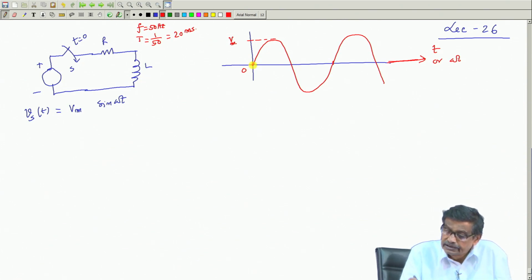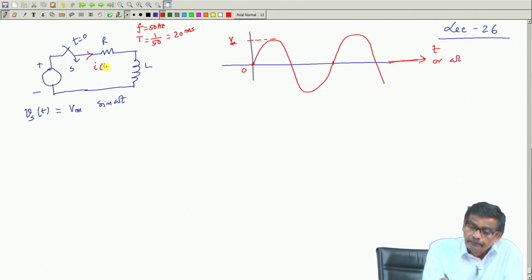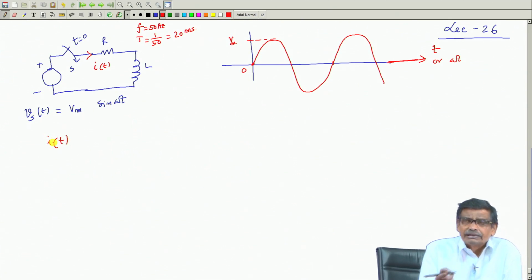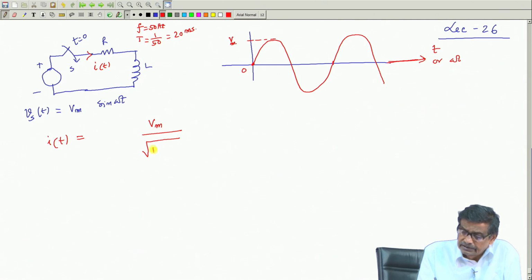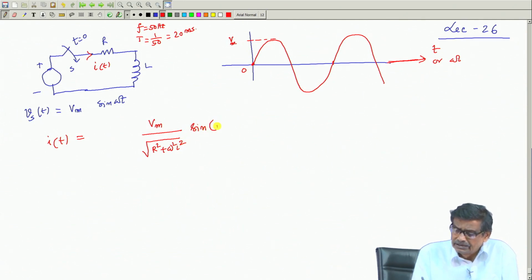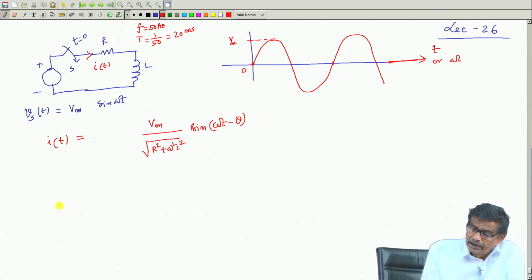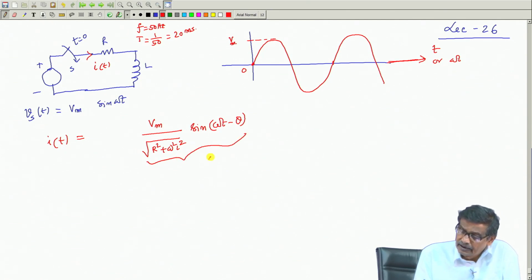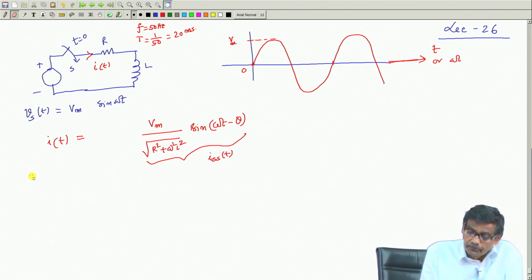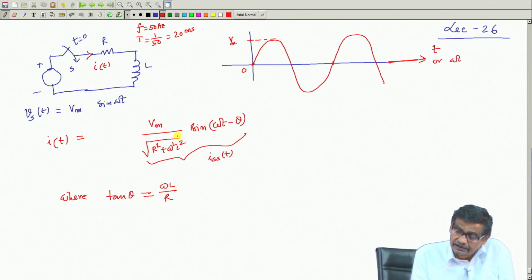Now, if you close this switch at t equal to 0 and I want to know the expression of the current, behind all those mathematical steps, forcing function, natural response, it will be like this: V m by root over R square plus omega square L square, into sin of omega t minus theta, obtained earlier with longhand calculations. This part is the steady state solution, I steady state. What is tan theta? Tan theta is omega L by R, reactance by resistance people call it, and the denominator is called the impedance of the circuit.